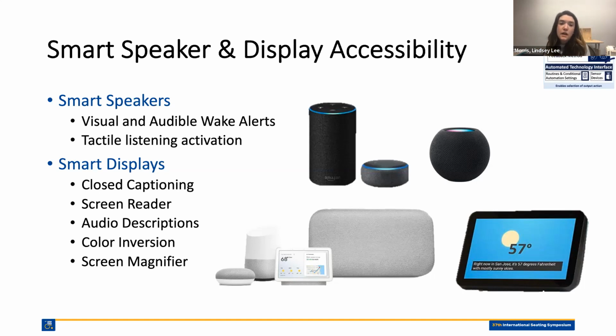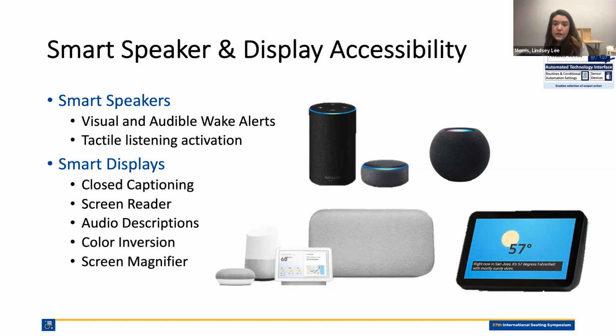Additionally, HomePod Mini has tactile listening activation, so different gesture tap sequences you can use to control the device rather than just voice input, and that supports the touch accommodation settings that are available in the Apple accessibility menu on your smartphone as well. For smart displays, some of the most common accessibility features that you'll see are closed captioning, screen readers, audio descriptions, color inversion, color correctors and screen magnifiers.